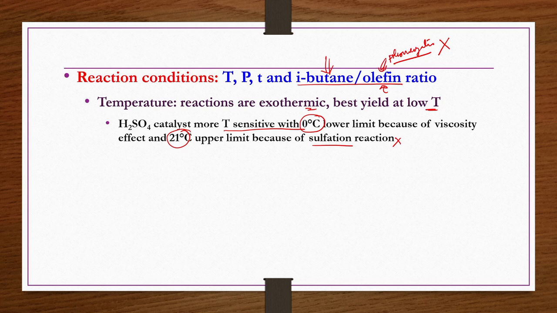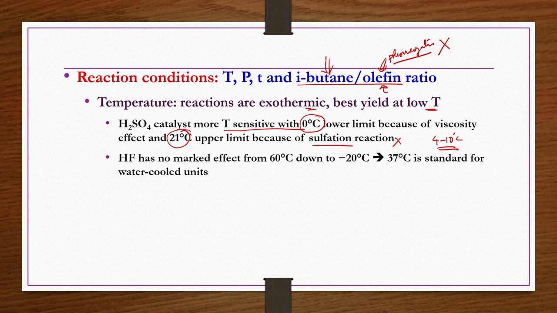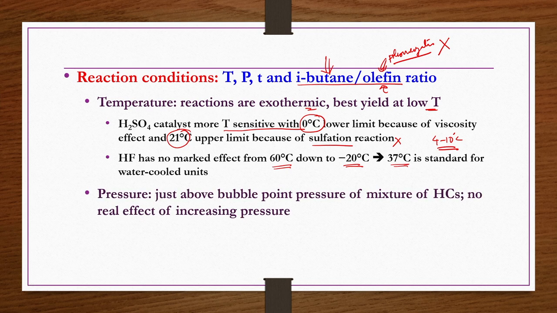Though you have the temperature controller, if it is fluctuating 20 plus or minus 4 or 5 degrees, then it is not possible to stop the sulfation reaction. So that's the reason, if you are using the H2SO4 catalyst, you have to maintain temperature between 4 to 10 degree centigrade. HF has no marked effect from minus 20 degree centigrade to plus 60 degree centigrade, so any temperature can be used. 37 degree centigrade is standard for water cooled units.